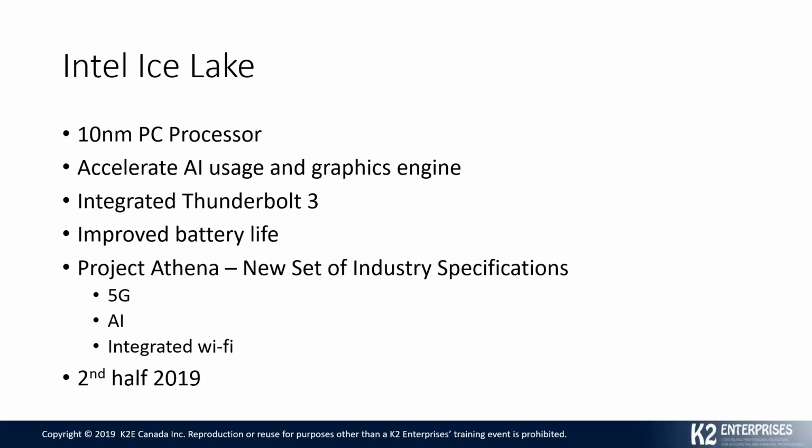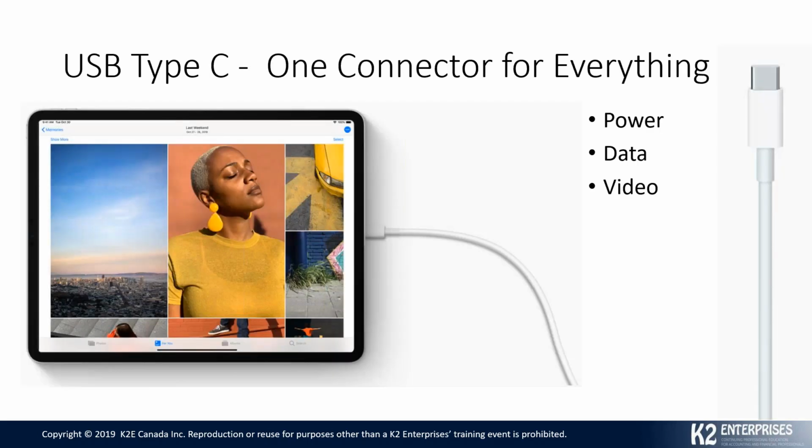And combining it all together with what they're calling Project Athena, this is just an industry specification that Intel is promoting that has an integrated Wi-Fi and 5G and AI as part of the package. Think of it as the next standard. Like previously, we called it an Ultrabook. Now we're going to have Project Athena. So those are likely going to be the last half of 2019 and probably coming in the October last quarter timeframe. So if you can wait until those are available, that improved battery life and that 5G built in is very attractive.